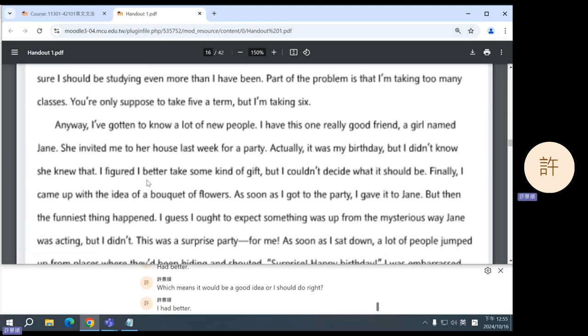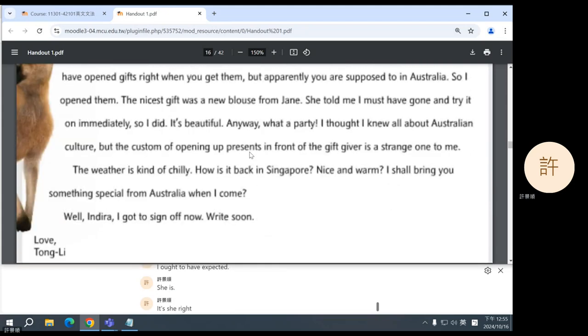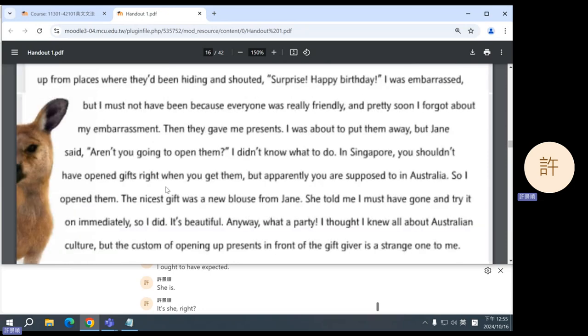Take some kind of gift, but I couldn't decide what it should be. Finally, I came up with the idea of a bouquet of flowers. As soon as I got to the party, I gave it to Jane. But then the funniest thing happened. I guess I ought to have expected. She is, it's a she, right? Oh, okay. So we don't know.